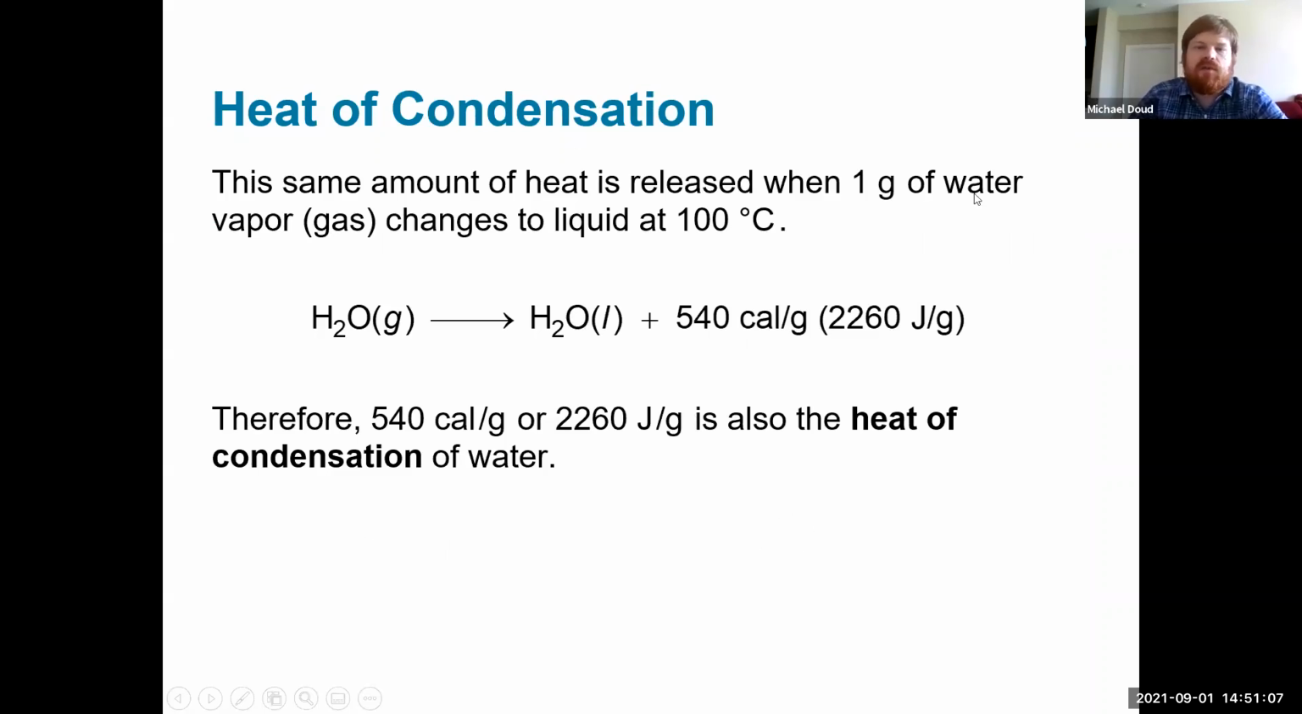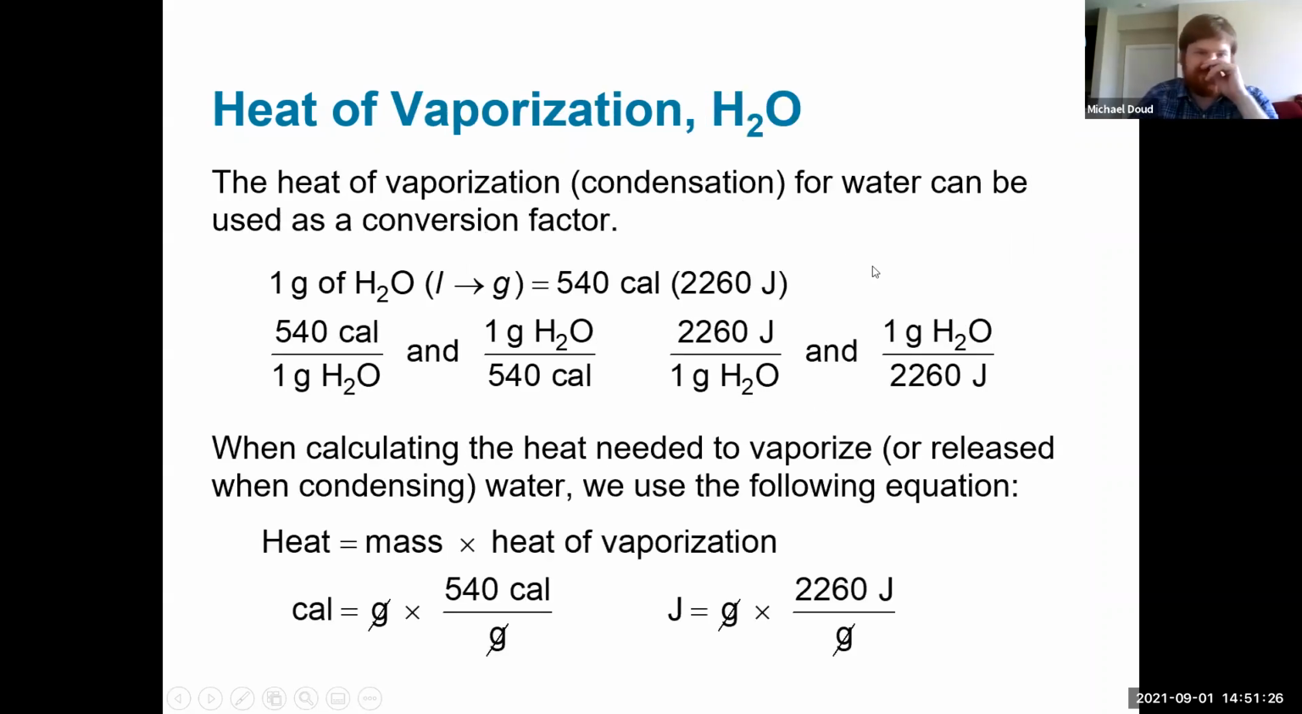Okay, the same amount of heat is going to be released when 1 gram of water vapor turns to liquid at 100 degrees Celsius. So it's written this way where we have gaseous water turning to liquid water releases 2,260 joules per gram. So you could call this the heat of condensation as well as the heat of vaporization. Just like the heat of fusion, this can now be used as a conversion factor. We know that for every gram of water that we want to vaporize, we're going to require 2,260 joules of heat. Likewise, every gram of water that we condense, we're going to release 2,260 joules of heat.